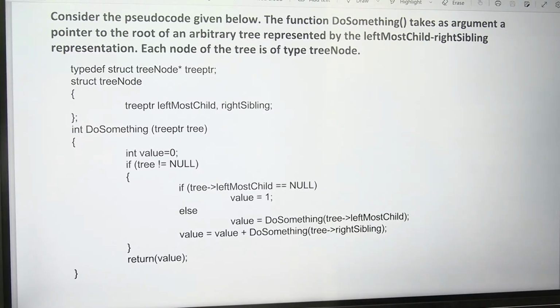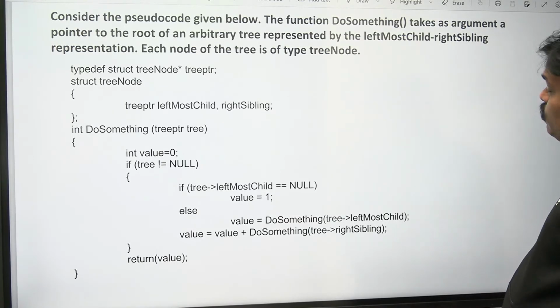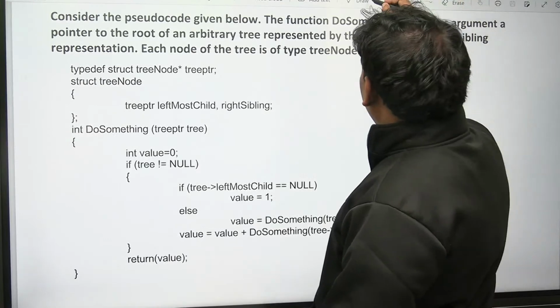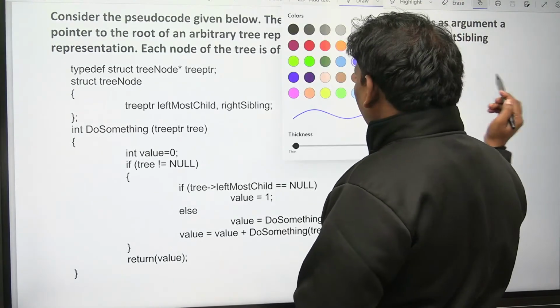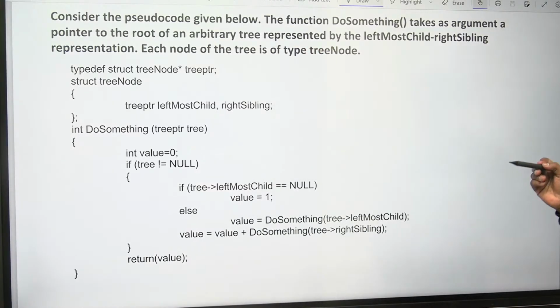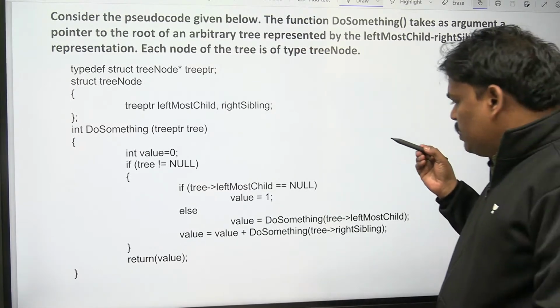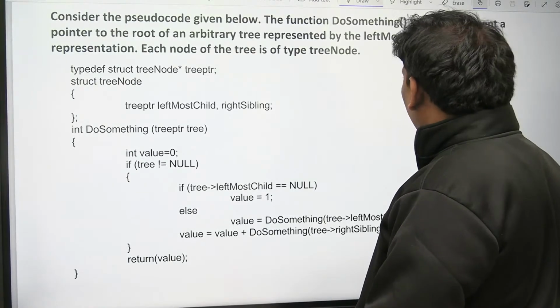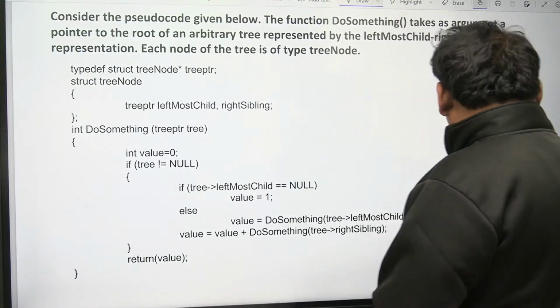Consider the pseudocode given below. The function do something takes as argument a pointer to the root of an arbitrary tree represented by the leftmost child, right sibling representation. Each node of the tree is of type tree node. Now see this one. Input is an arbitrary tree represented by leftmost child, right sibling representation. So I have to explain this once.